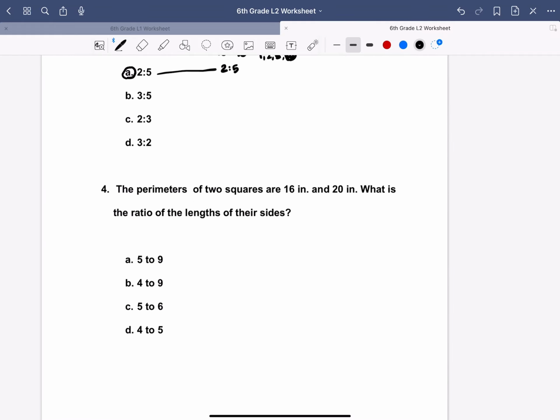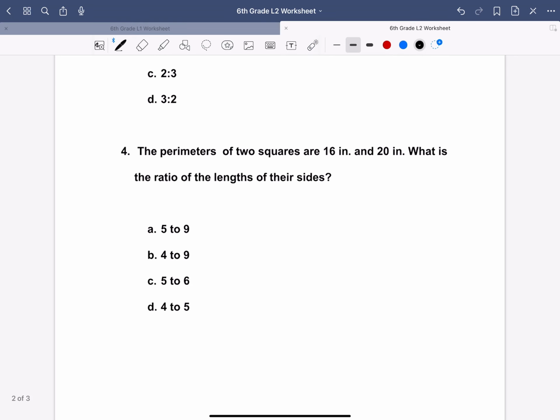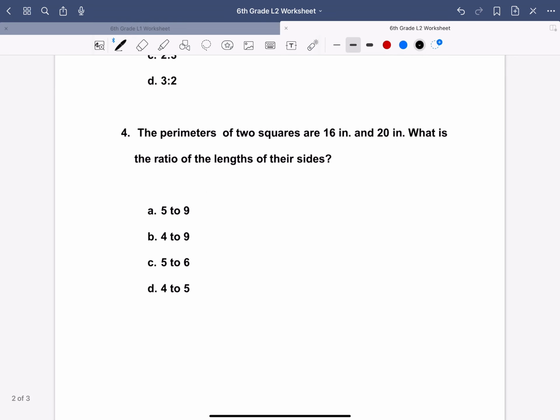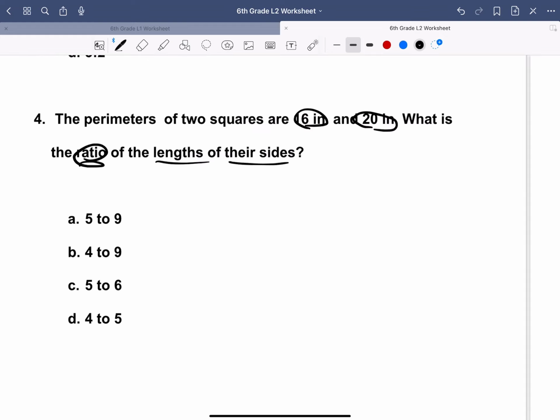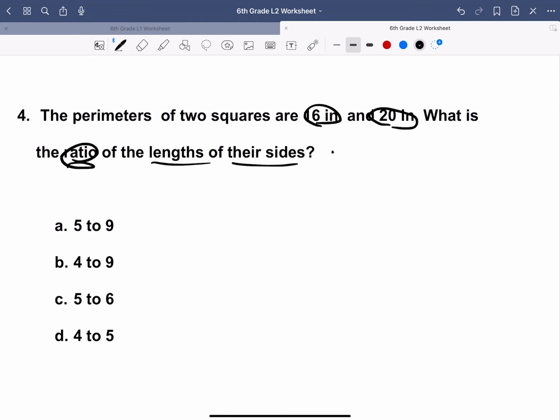Number 4, the perimeters of two squares are 16 inches and 20 inches. What is the ratio of lengths of their sides? So it's two squares of 16, 20. So we'll actually draw these two out. So we have our square number 1. It's 16, which is our perimeter, and we have square number 2, which is 20.